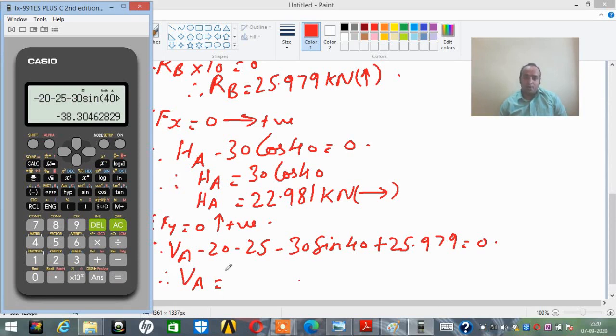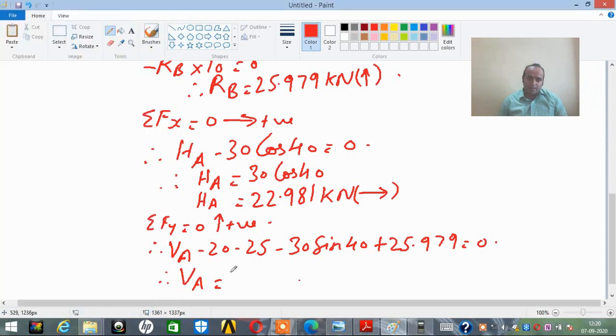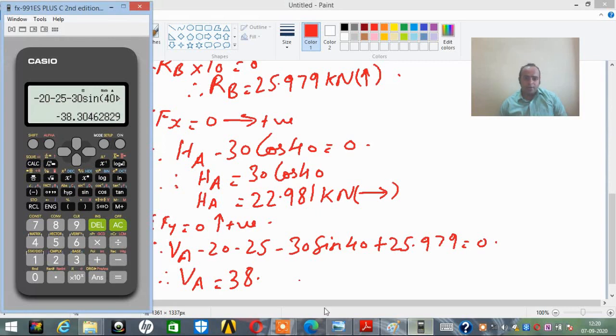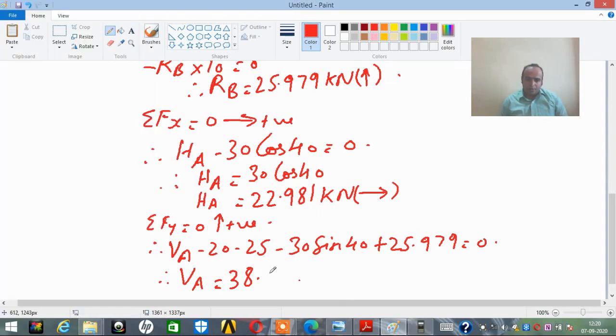So friends, the value came out to be negative over here because of how we took the calculation. If it goes on the RHS of the equal sign, it will be plus. So definitely it has come plus. So plus 38.304 kilonewton acting in upward sense. Friends, this was the value of VA, this was HA, and here is RB.